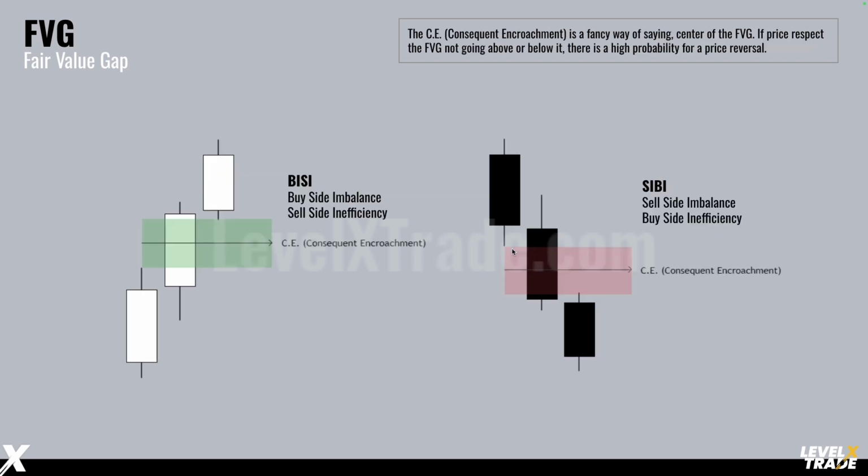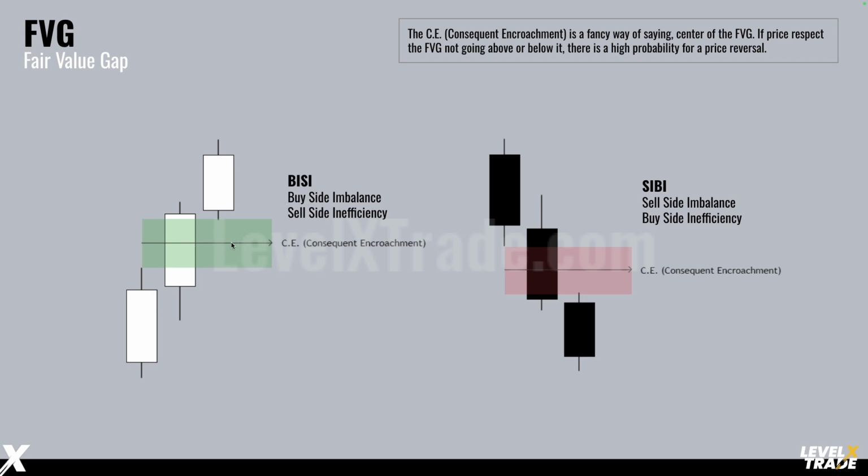Okay. Now, what is a BISI, and also a different aspect of the fair value gap? Okay, so BISI is buy side imbalance, sell side inefficiency. So there's no efficiency in terms of offering a sell for people to participate in the market. Now, the BISI, or the fair value gap that's bullish, right? So we're going up, so it's a BISI. It's a buy side imbalance, sell side inefficiency.